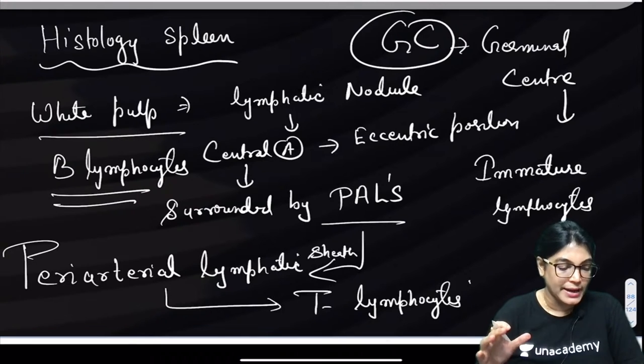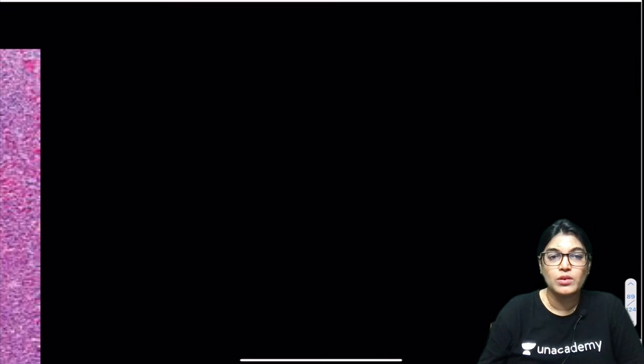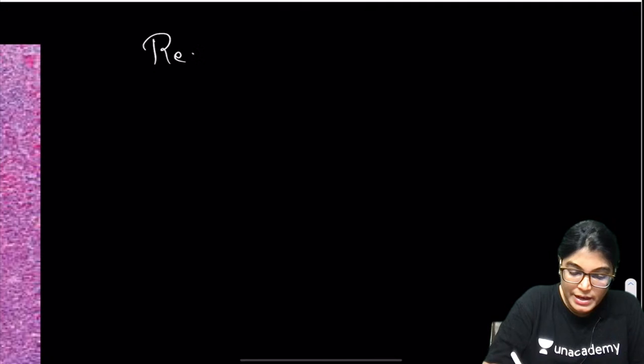So after that, I would like to move on to the red pulp, with more details about the red pulp. So let's move on with the red pulp of the spleen. Write down the important features of the red pulp of the spleen.